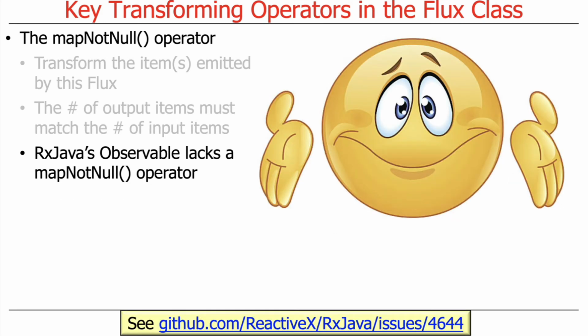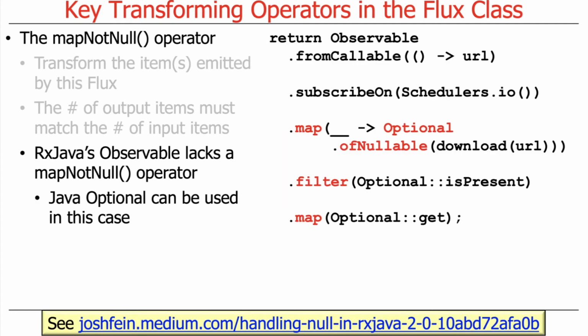Interestingly enough, RxJava's Observable lacks a mapNotNull operator, which is a little bit weird. However, you can use an Optional to do this. So this is what you call desperate times call for desperate measures, right? If you don't have a way of being able to filter out nulls, then you use this little idiom. So what we're doing here is we're taking something and we're using Optional.ofNullable, which will create an empty Optional if the value is null. And then we can filter out empty Optionals by only allowing things that are present. And then we go ahead and get the results. So yes, this is a bit of a hack, and this is why Project Reactor's Flux has a mapNotNull method to avoid having to do crazy stuff like this.